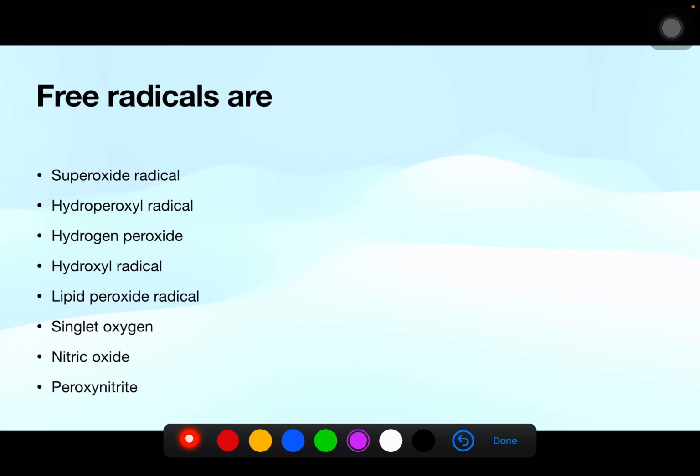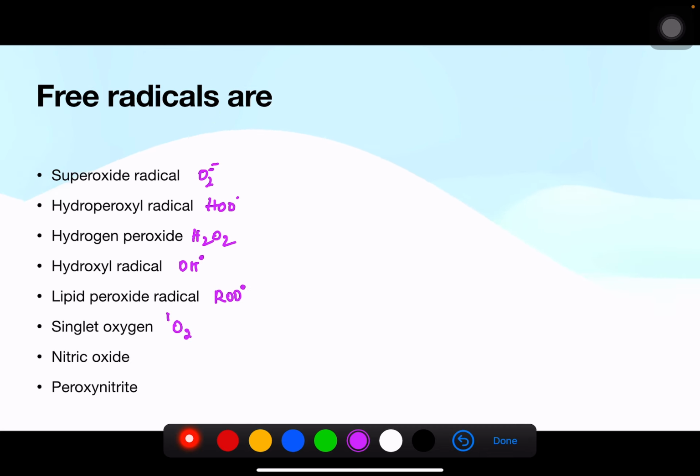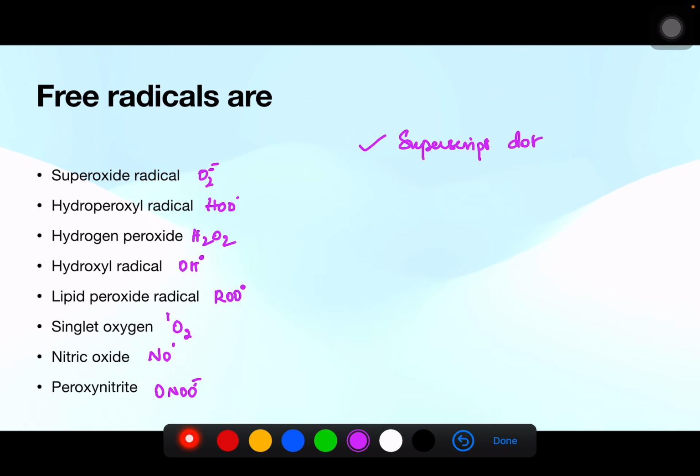Now the various free radicals are superoxide radical, hydroperoxide radical, hydrogen peroxide, hydroxyl radical, lipid peroxide radical, singlet oxygen, nitric oxide, and peroxynitrite. In all of these I have kept a superscript dot. So the free radicals are denoted by a superscript dot.